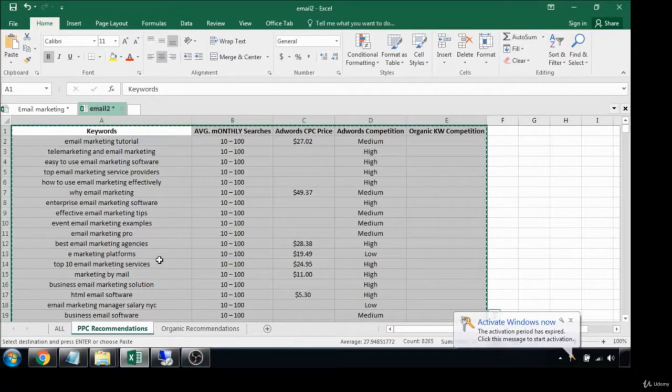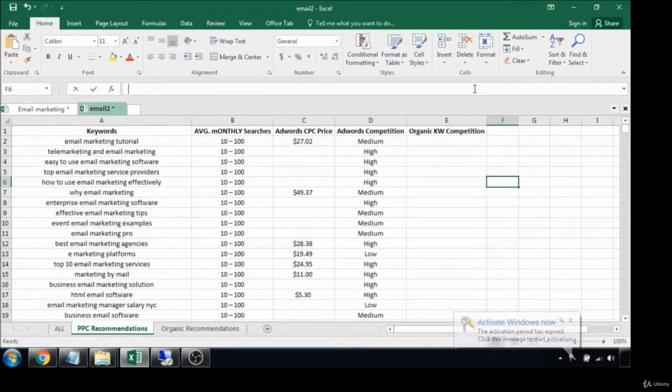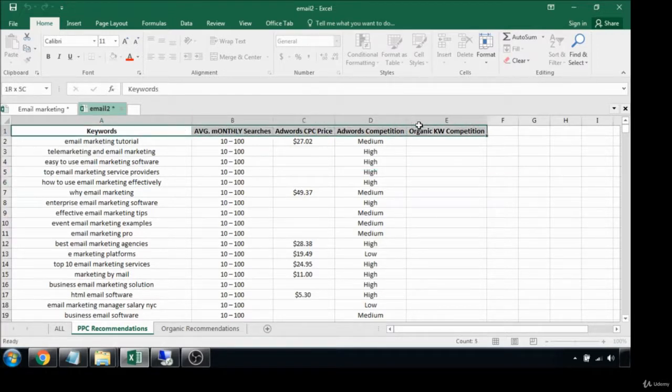Let's just begin with PPC. So basically, what I like to do to make things really easy is I always like to sort based on the cost per click price when it comes to AdWords research. Because usually people are working within a certain budget.